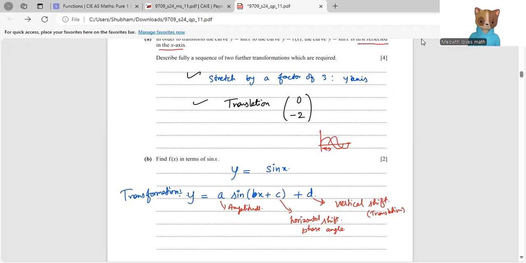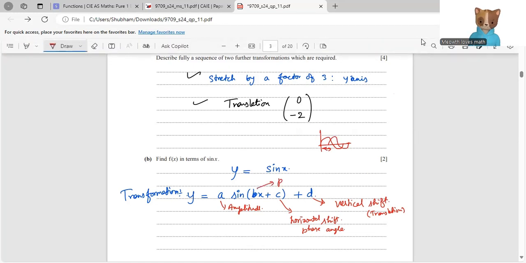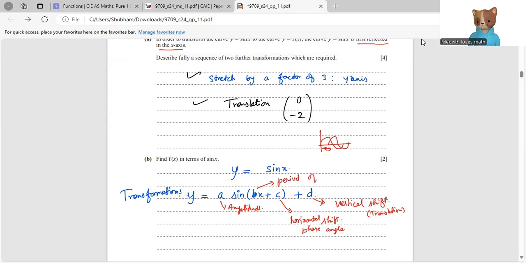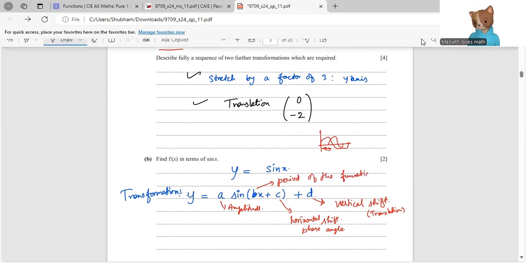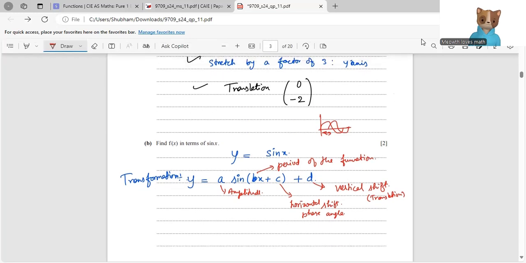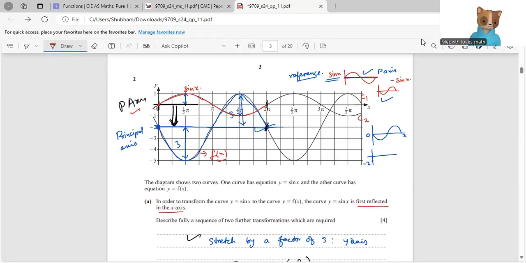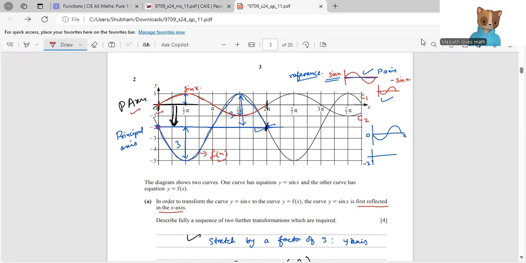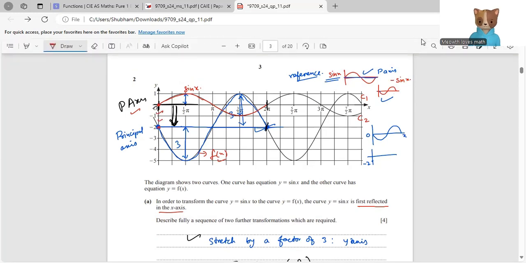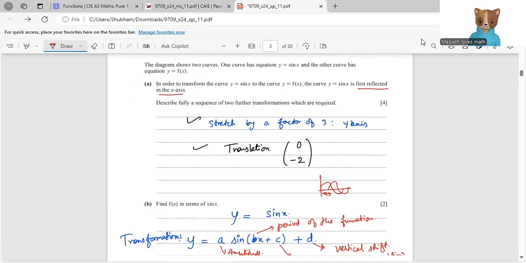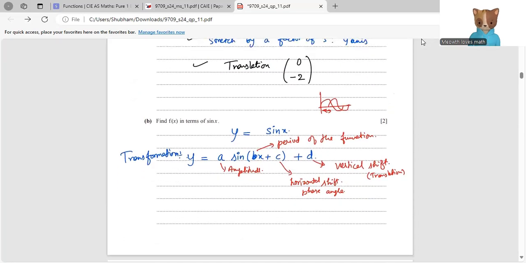So that is called the horizontal shift. And B is called the period of the function, whether it is sin x, cos x, or tan x, right? So we have clearly seen that there is no phase difference, right? Both are starting from this when x is 0, right? So there is no phase change, first thing.